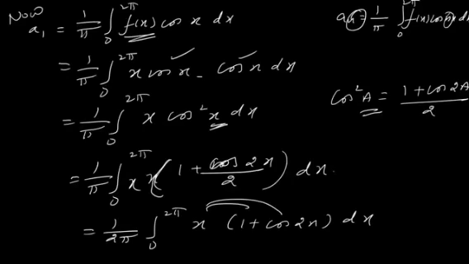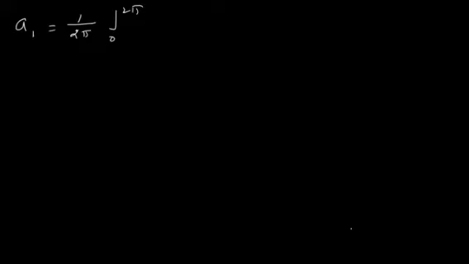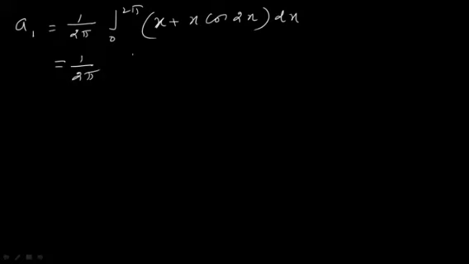So your a1 is equal to 1 by 2 pi integral 0 to 2 pi. If you take x inside, what happens? x plus x cos 2x dx, isn't it? Let me separate this integral into 2, that is 1 by 2 pi, or otherwise you can integrate this directly too, that's not a problem.